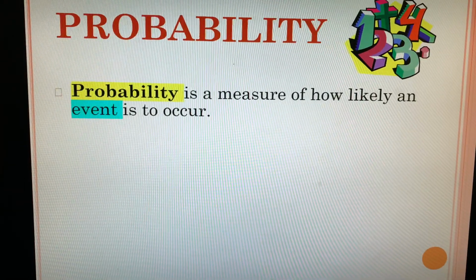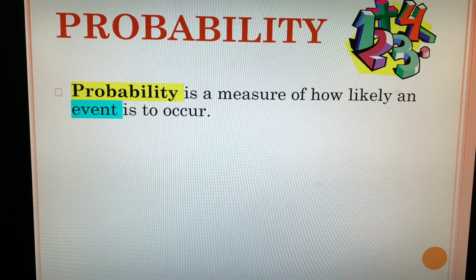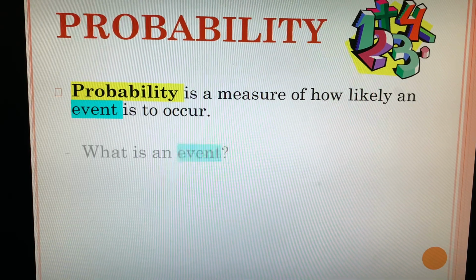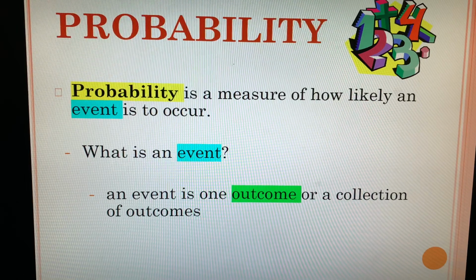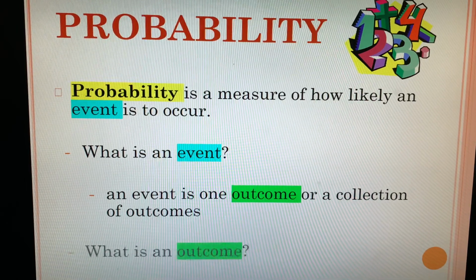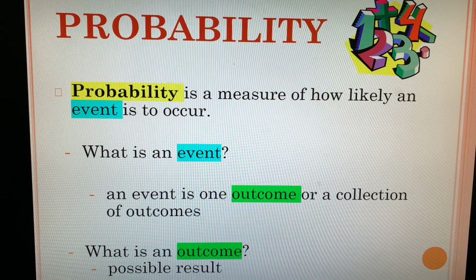So let's go over some of the definitions. So what is probability? It is a measure of how likely an event is to occur. Now, what is an event? An event is one outcome or a collection of outcomes. And outcomes are the total possible results.